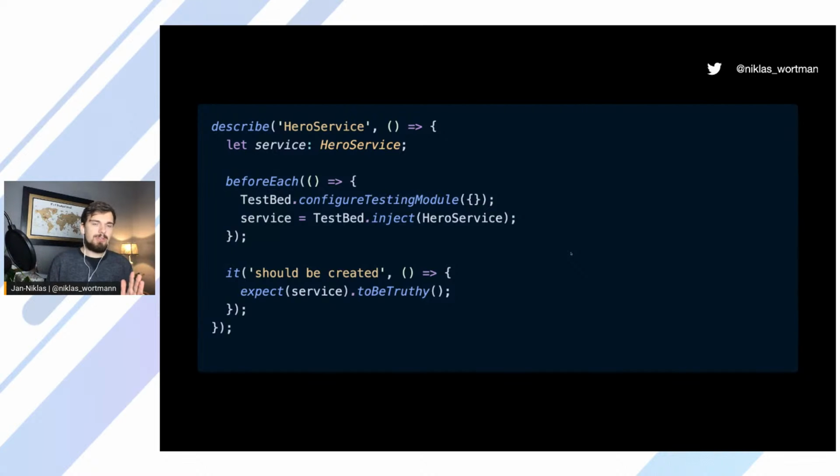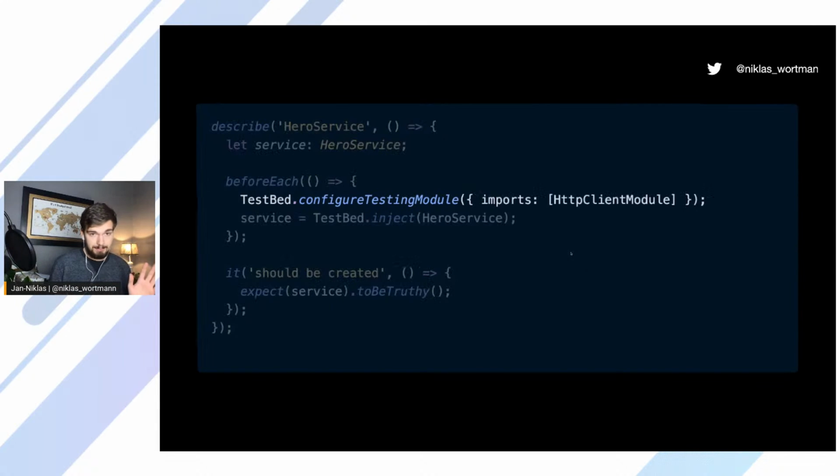The auto-generated unit test by the Angular CLI would look like that. So we are configuring our testing module, we are injecting the hero service, and then we check if the instantiation of the service worked out. That's all the auto-generated test does.